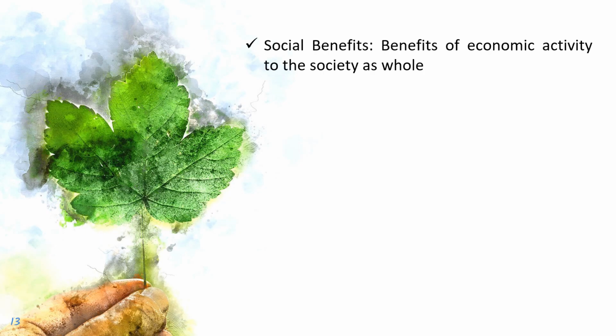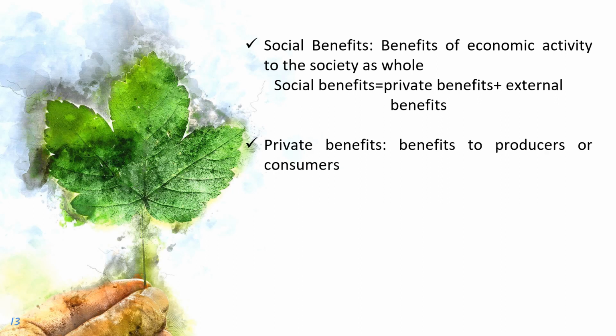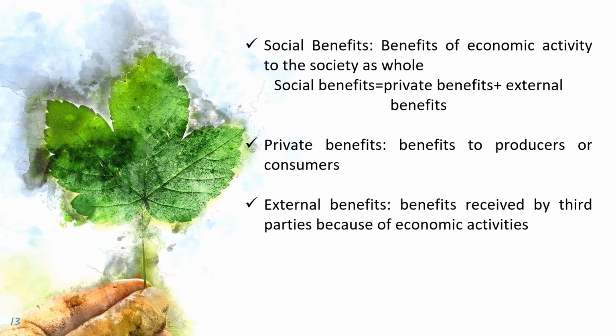Likewise, when you say social benefits, it refers to the benefits of economic activity to the society as a whole. And it comprises both private benefits and external benefits. Now, what are private benefits? It refers to the benefit that is received by the producer or the consumer for certain economic activities. Then what is external benefit? External benefits refer to the benefits received by third parties because of certain economic activities.